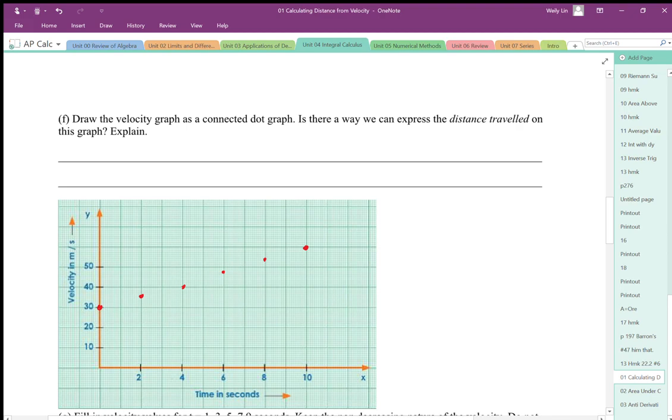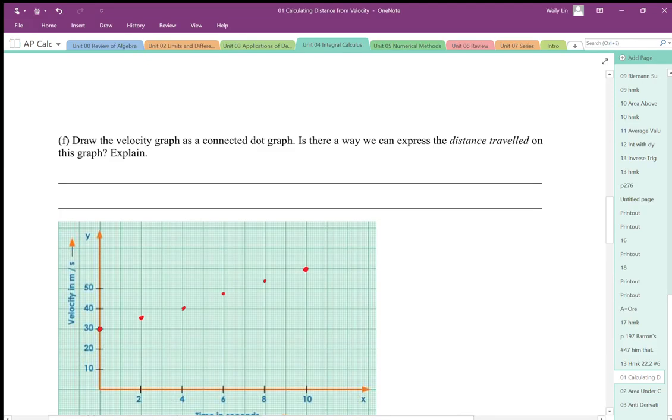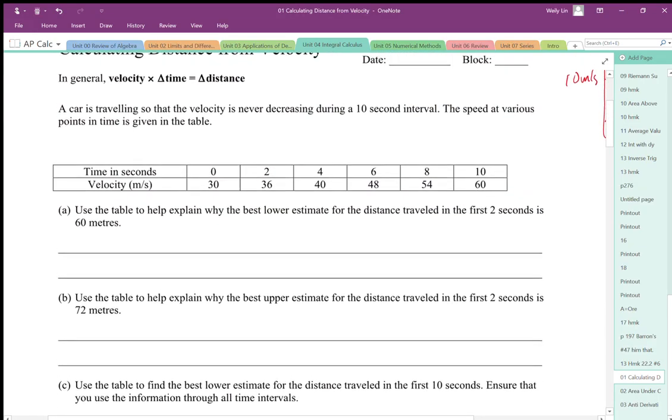So I'm going to estimate the distance or the displacement here by calculating those areas. I'm going to do it first with a lower estimate for the first 2 seconds. If I use a lower estimate, I'm going to use a time interval of 2 seconds, and my lower value is going to be 30 meters per second. I know in that region it started at 30 and ended at 36, and the average is somewhere in between. We don't know what's happening in between, but we're going to use the lowest estimate of 30 meters per second.